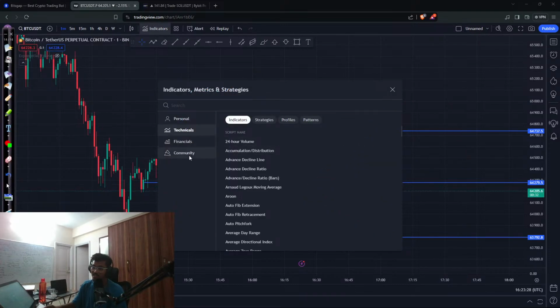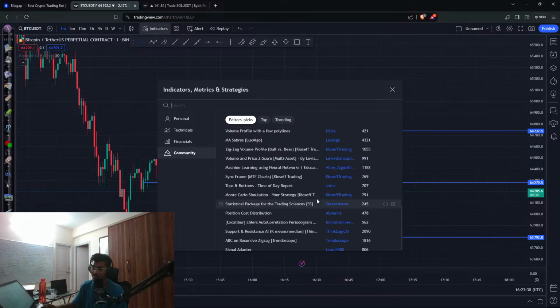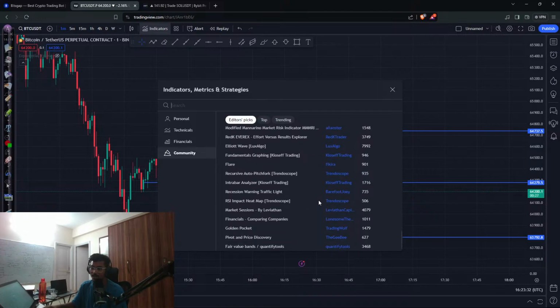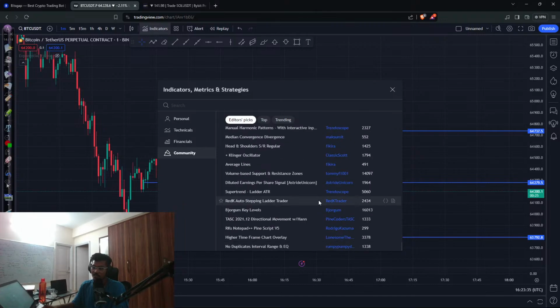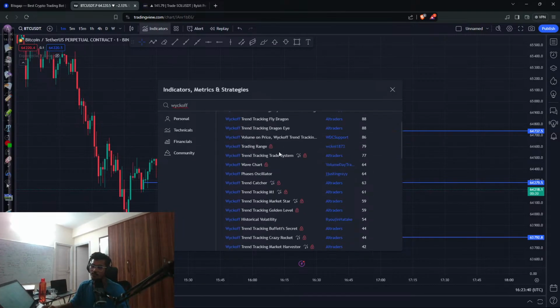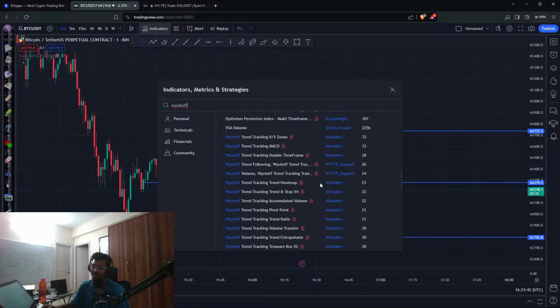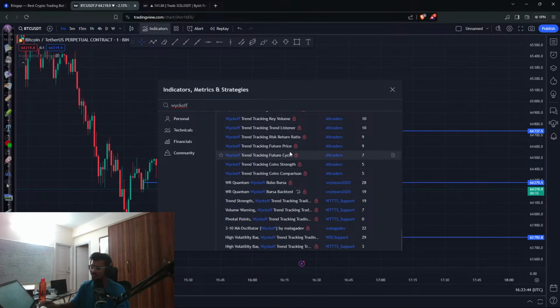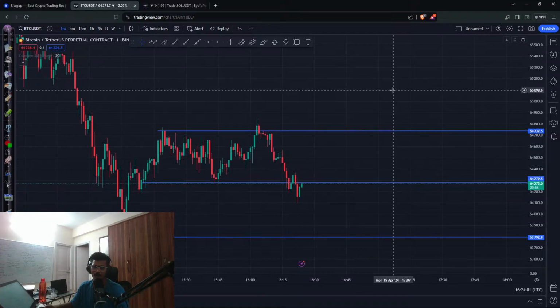So that's why, in order to test, you just go to indicators, go to community, and you see all these indicators. Now I'll bet you one thing. All these indicators, when I type Wyckoff, most of the indicators are locked. You gotta ask yourself, why is that? Why are they locking it? Why are they not sharing with the public? It's because of the same reason. This is how the market works.